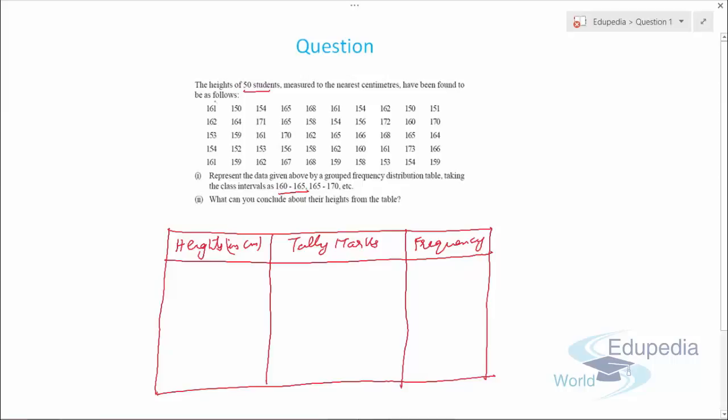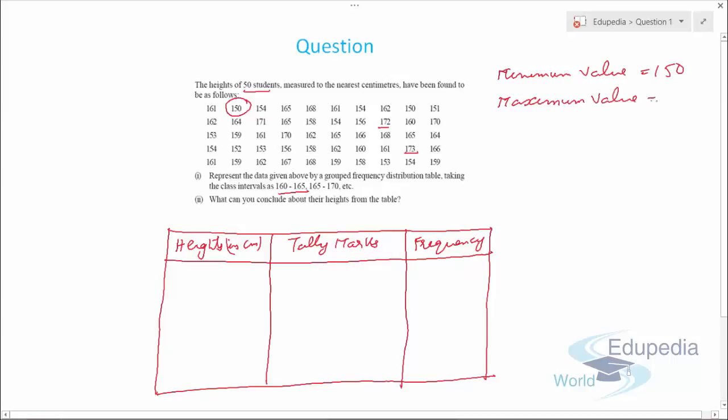The class range should be 5. This means we need to search first for the lowest value. We can see the lowest value is 150. Then we need to search for the highest value. We see 172, and we compare, and we have 173. So we write here that the minimum value is 150 and the maximum value is 173.